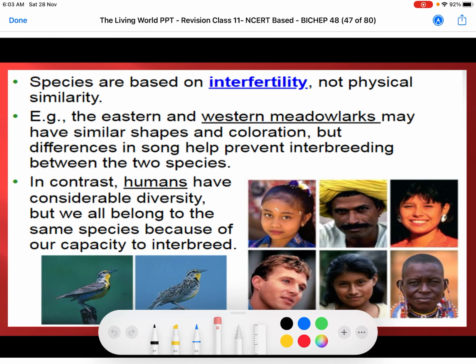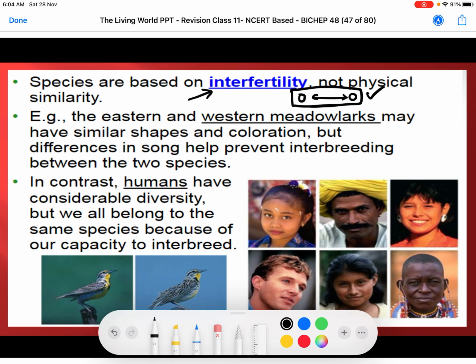Now, a few common characters which are shared by the species. Species are based on interfertility, as we know, but not physical similarity. If one person and another person can reproduce with each other, then they can be considered as a similar species.